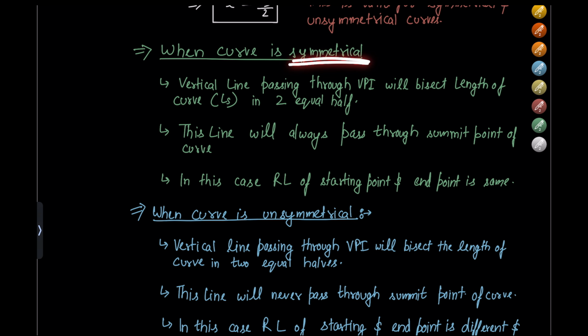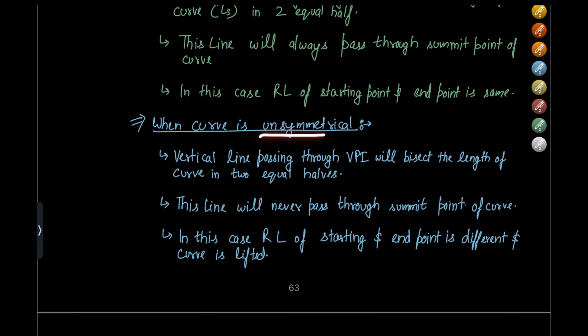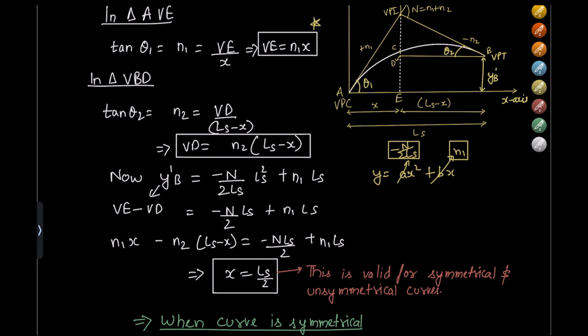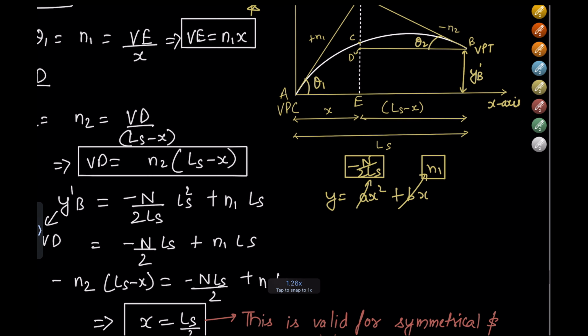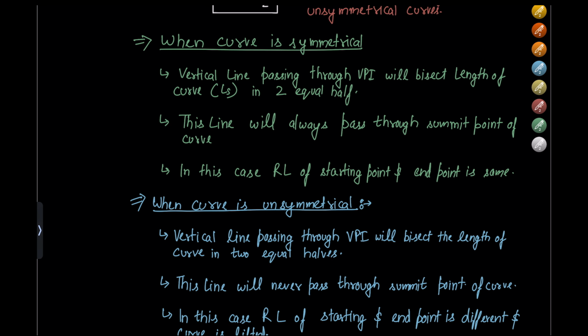If it is unsymmetrical, the RL of the 2 points would be different. Next, when the curve is unsymmetrical, the vertical line passing through the VPI will bisect the length of curve into two halves. It will not bisect the whole curve into two halves. It will bisect the length of curve, or we can say that Ls would be bisected into two parts, right? Length of curve would be bisected into two parts.